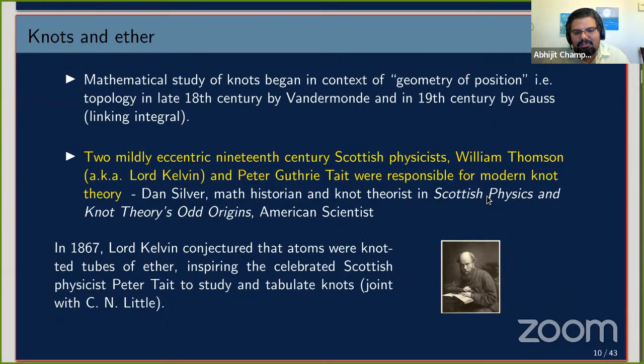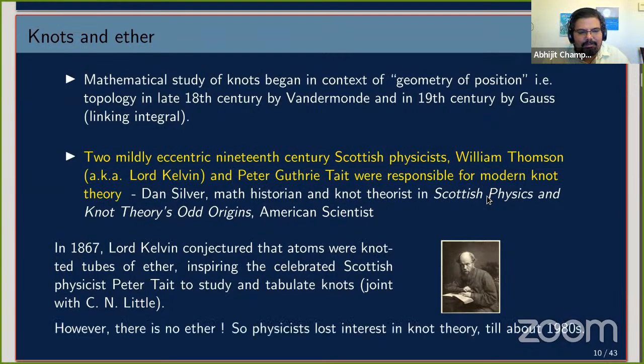And Peter Tait was joined by some other knot theorists as well. But soon it was discovered that there is no ether, and so physicists really lost interest in knot theory. However, this tabulation of knots, which was left behind by Tait and others, continued to thrive and took on its own mathematical form and became knot theory, as more and more mathematical techniques started getting used to solve these questions. And physicists came back to knot theory about the 1980s with quantum topology and so on.